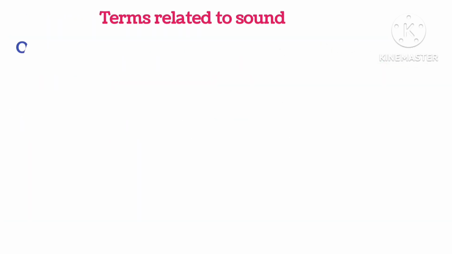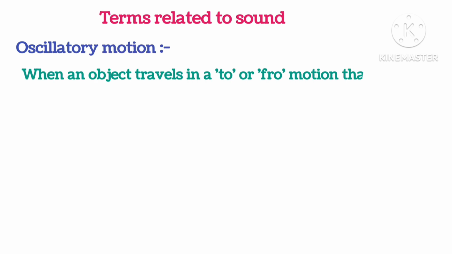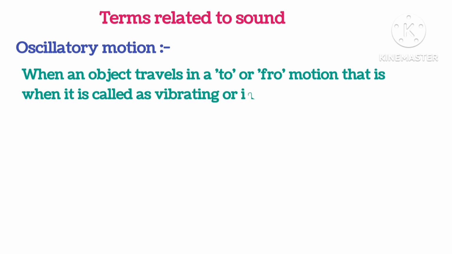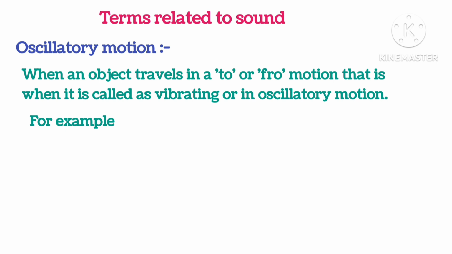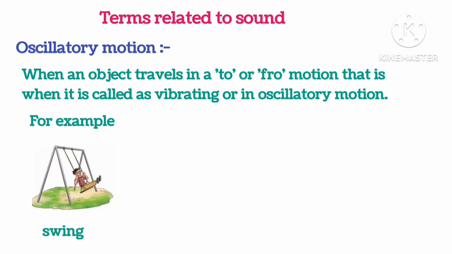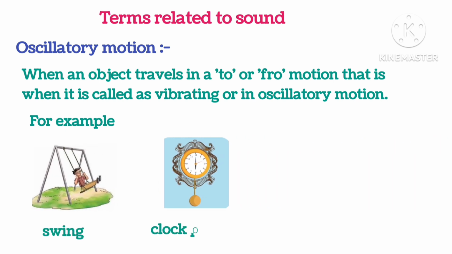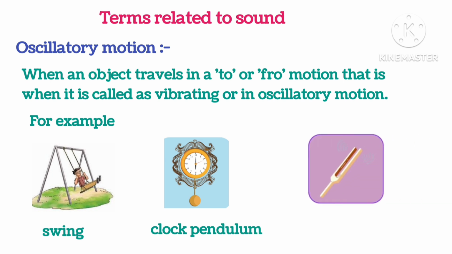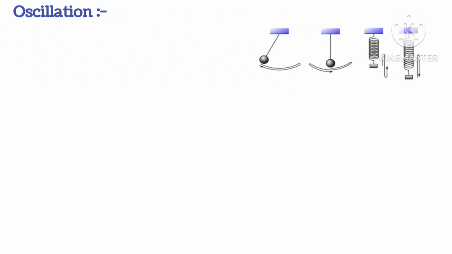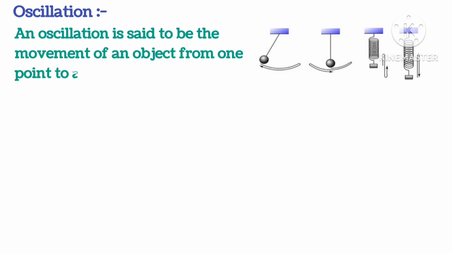Terms related to sound. First, oscillatory motion. When an object travels in to and fro motion, it is called vibrating or an oscillatory motion. Examples are a swing, the pendulum of a clock, and a tuning fork. Oscillation. An oscillation is said to be the movement of an object from one point to another in a periodic time.